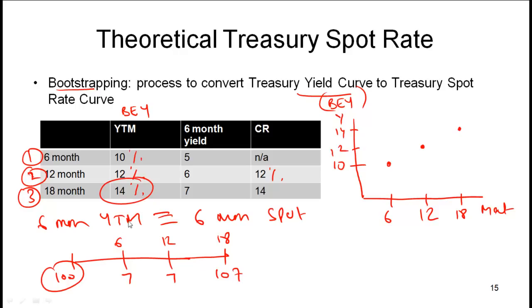And the YTM of 14% means that in terms of bond equivalent yield, if you invest 100 today, get 7 and then 7 again, and then 107 at the end, your yield to maturity is 14%. This does not mean that your 18-month spot rate is 14%. The purpose of bootstrapping is to derive what the spot rates will be given this yield curve. So let's do that exercise.